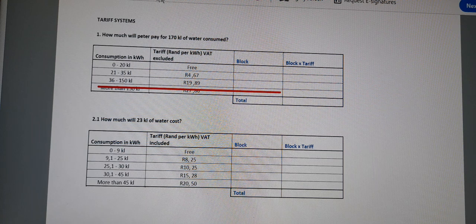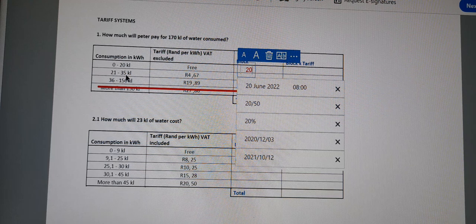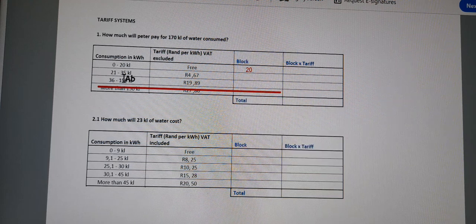Okay. So now let's get the block. So now we are going to get the block. How do we get the block? It is the last number minus the first number. So in this one, it's 20. Okay. And then we go to the next one, 35 minus 21, it's 14. So we put our 14.